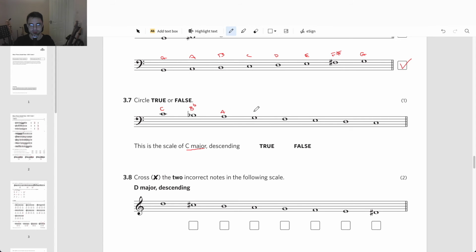That's A, G, F, E, D, C. And we went in and wrote these out anyway, but we didn't really need to. But no, this is false. This is not a descending C major scale.